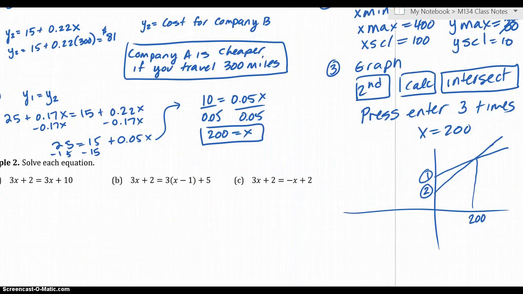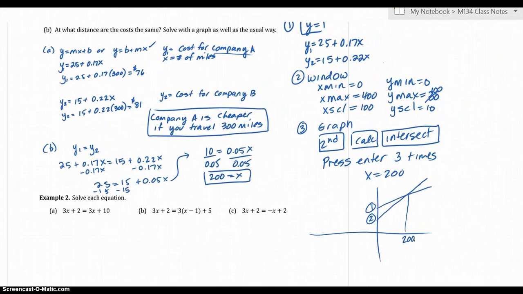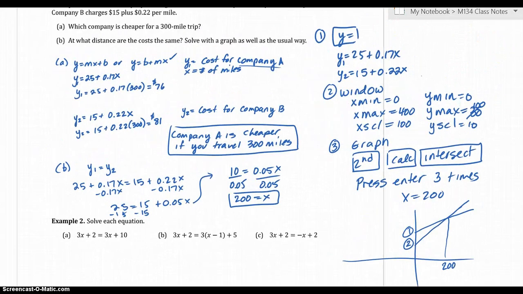Here is a rough sketch. Let me see if I can make this whole thing really small to see where the costs are the same. So the first equation, the first company starts off larger. This is company A, starts off larger. And then after 200, 300, it becomes cheaper. Company B starts off cheaper, but then after 200, becomes larger. Very interesting.